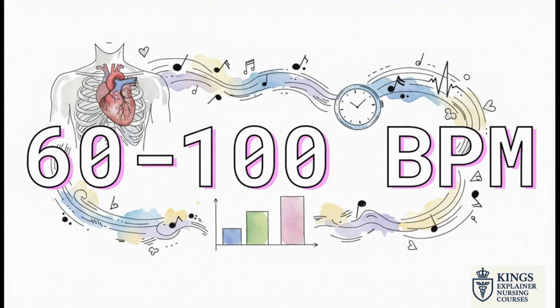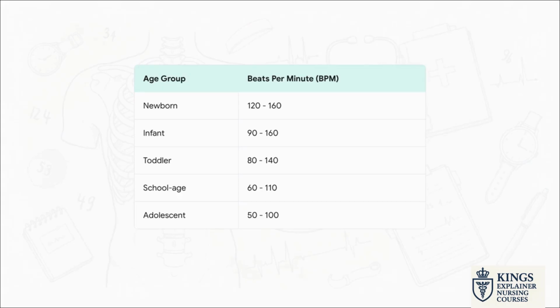For a healthy adult, this is the magic window you're looking for, 60 to 100 beats per minute. This is the benchmark, the standard you'll compare your findings to. But remember, this is just for adults. And this table shows you exactly why context is everything.